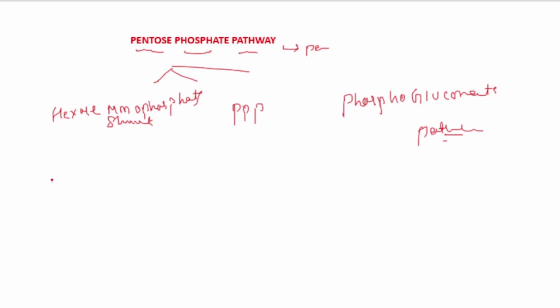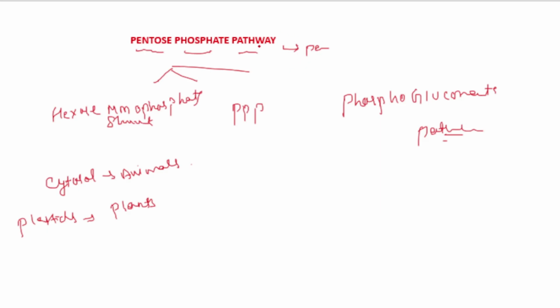In case of animals, it is taking place in the cytosol. This process is present in the cytosol. But in case of plants, this process takes place in the plastids. Okay. So the first thing is that we have to understand why it is required, and the second thing is where it is present, in which organelles.